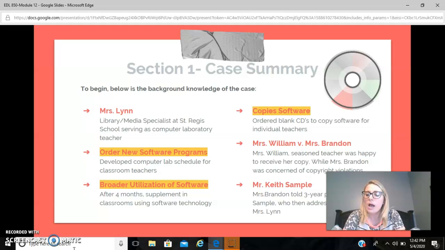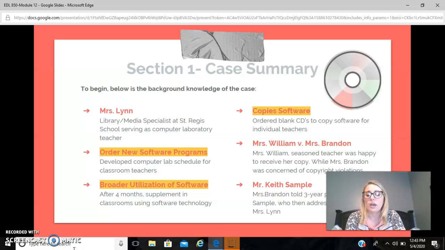A seasoned third grade teacher at the district, Mrs. Williams, was happy to accept that software. But when giving it to Mrs. Brandon, another third grade teacher, who is new to the district but served 3 years at another school district, she was concerned about the copyright violations that this copying of the software had and the implications that it could have for her. So she did not accept it.